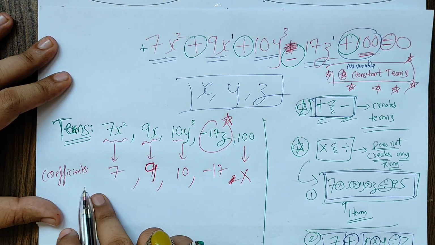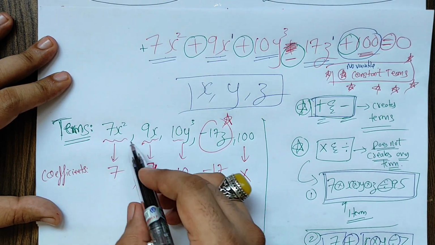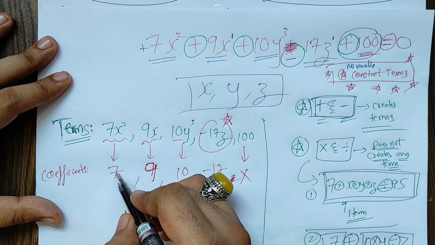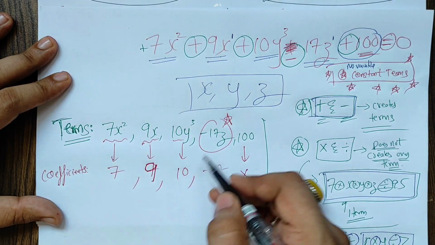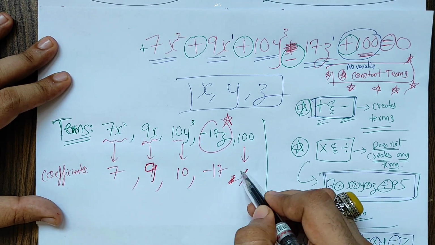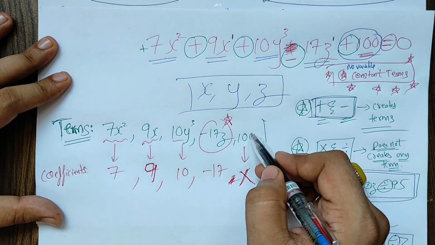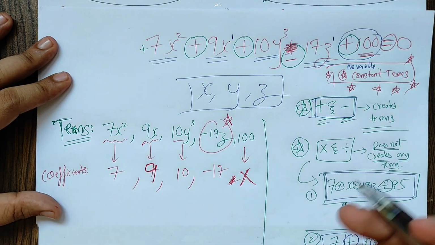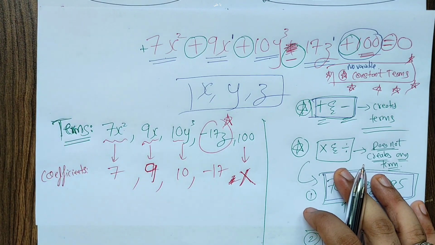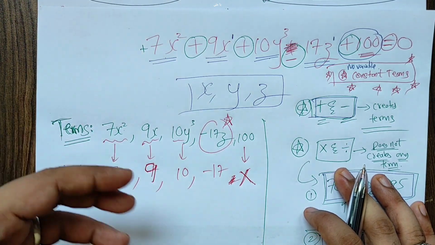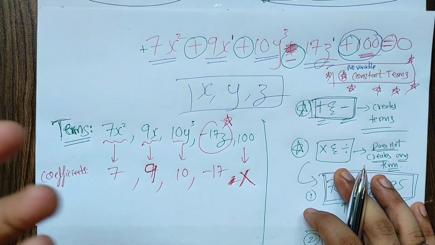But whenever we count the coefficients, 7 is along with x square, so 7 came as a coefficient, 9 came, 10 will come, minus 17 will come, but for 100 nothing will come because 100 is a constant term. So for a constant term, there is no concept of coefficients, because the definition of coefficient is the number which is along with the variable.